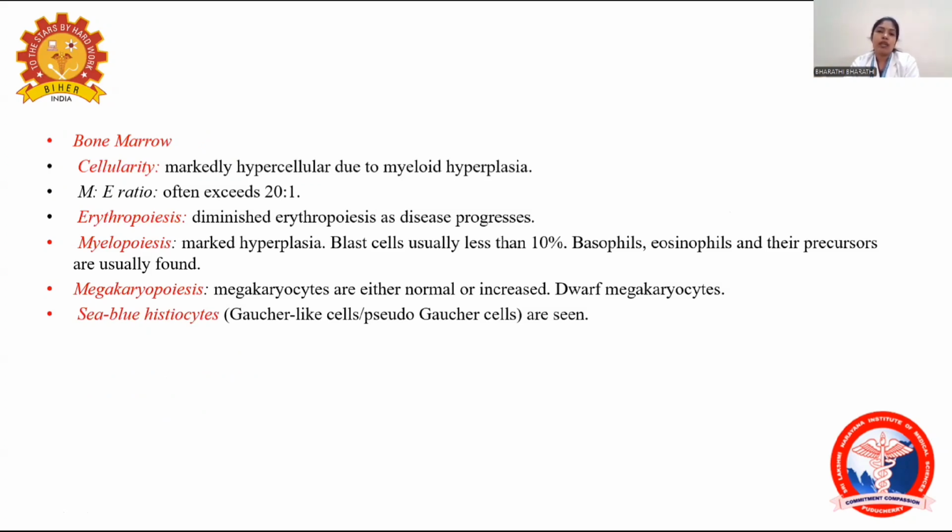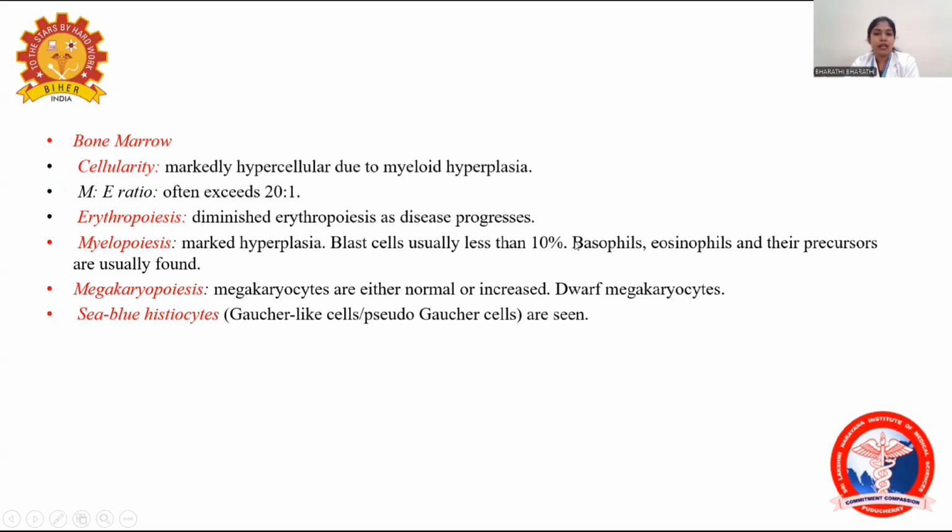Moving on to the bone marrow findings, the cellularity is markedly hypercellular due to myeloid hyperplasia. There is a reversal of the myeloid erythroid ratio; it often exceeds normal because there is excessive proliferation of the cells of the myeloid series. The myeloid erythroid ratio will be around 20:1. Erythropoiesis is markedly diminished as the disease progresses. In myelopoiesis, there is marked hyperplasia.